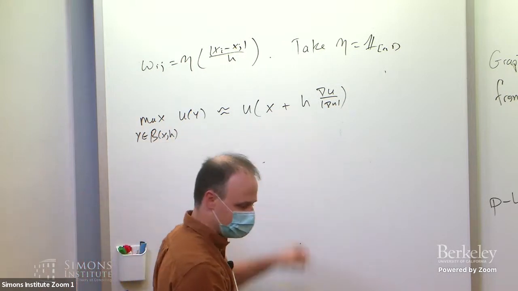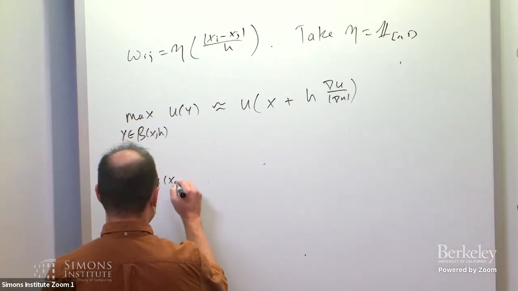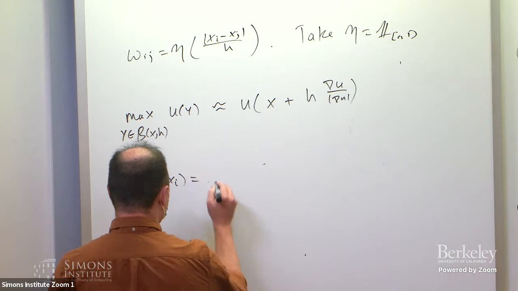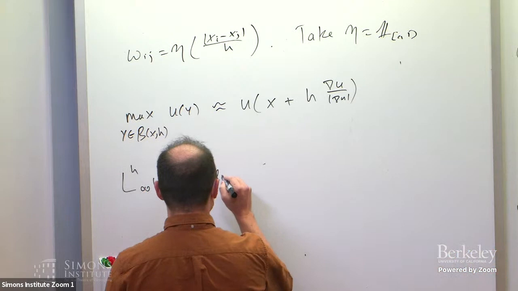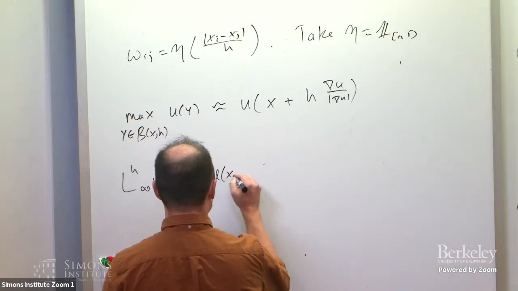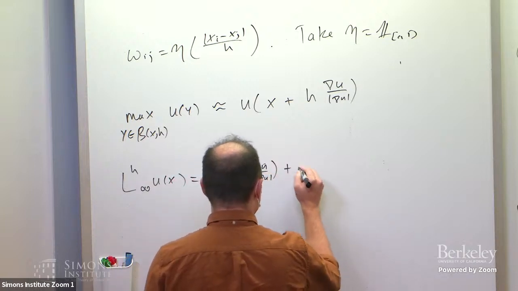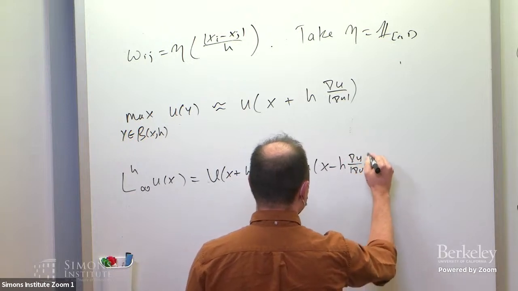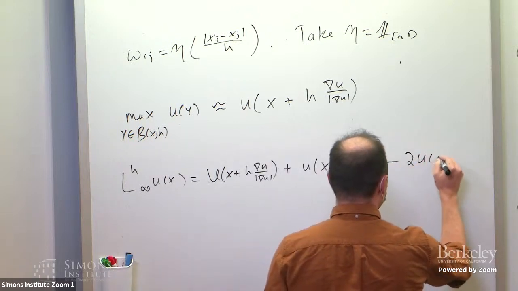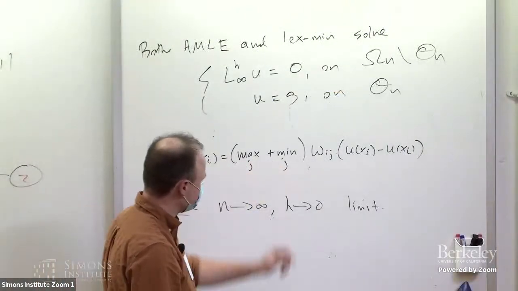minus sign here. So if I write down the graph infinity Laplacian at xi, what I should get is a term like this, let's just write x instead of xi. Plus h grad u over norm grad u. I should get that plus a term like x minus h over this, and then minus 2 u of x. Right, because I'm not optimizing over the xi. The u of xi is just fixed, and I have 2 of them from the max and the min.